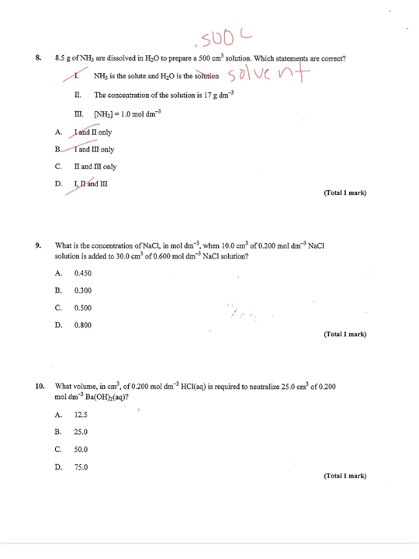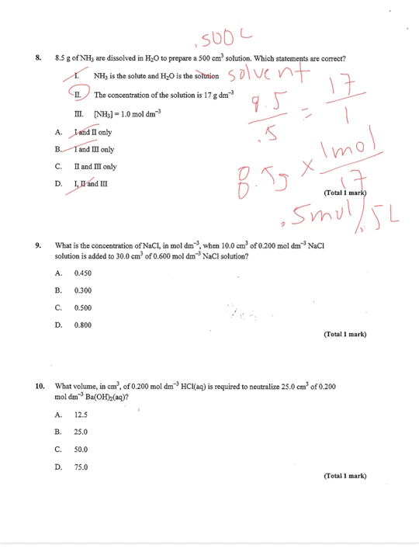But we'll go ahead and check the others. The concentration of the solution is 17 grams per decimeter cubed. Well, if it's 8.5 grams in half a liter, yeah, it should be 17 grams in 1 liter. So 2 appears to be true. And the concentration is 1 mole per decimeter cubed. Well, 8.5 grams, if I look at the molar mass for NH3, 14 plus the 3 hydrogen is 17. So I've got 0.5 moles in 0.5 liters. Yes, that's also true. So I can confidently answer that C, 2 and 3 only are correct.